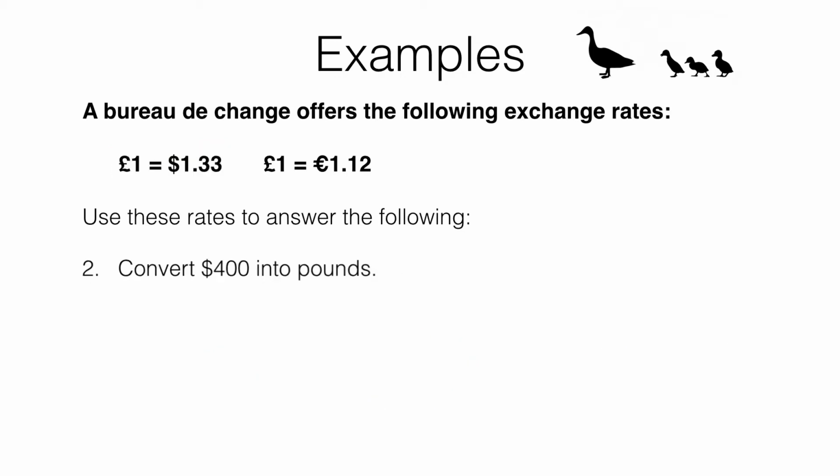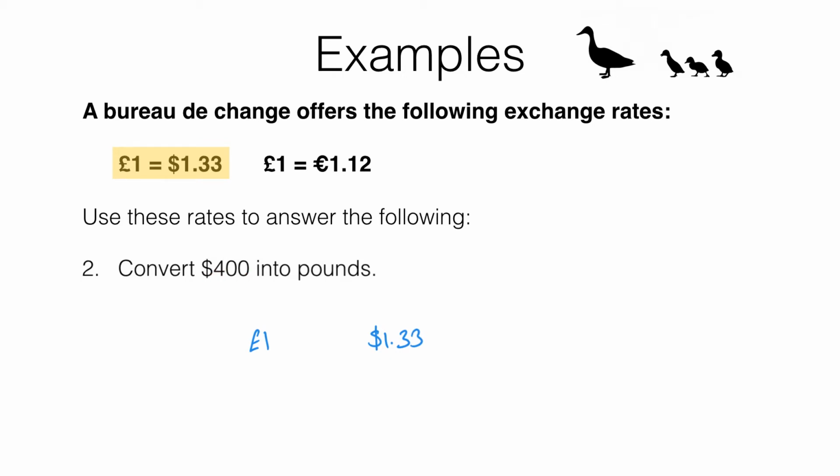Here's question 2. This time we want to convert $400 into pounds. So we're still looking at a dollars and pounds conversion, which means we need this conversion rate here. And what I'm going to do is start exactly like I did before by copying this out. So I've written out my exchange here. £1 is $1.33. Now what we want to find is $400 in pounds.